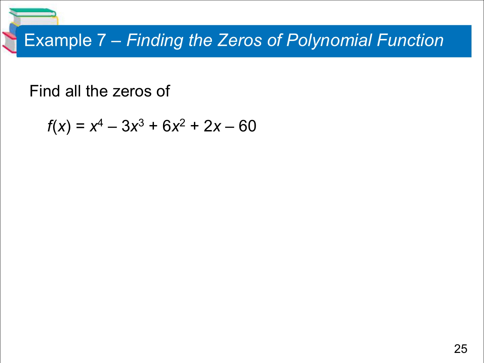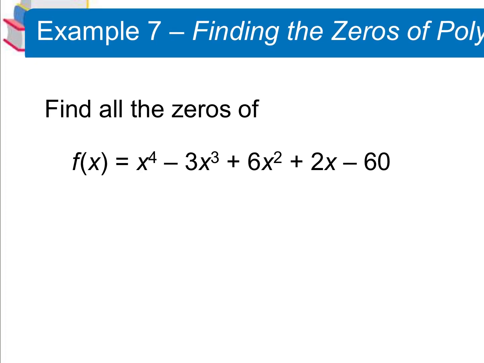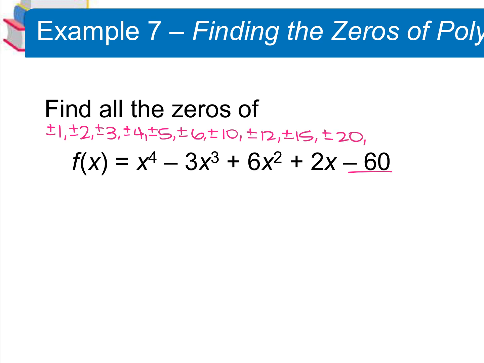Okay? So if we look at this example, we're given f of x is equal to x to the 4th power minus 3x cubed plus 6x squared plus 2x minus 60. We got to find the factors of that negative 60. So that's going to give us plus or minus 1, plus or minus 2, plus or minus 3, plus or minus 4, plus or minus 5, plus or minus 6, plus or minus 10, plus or minus 12, plus or minus 15, plus or minus 20, plus or minus 30, and plus or minus 60.